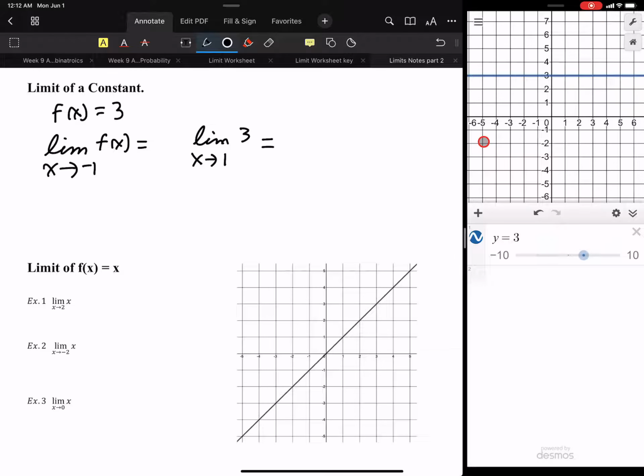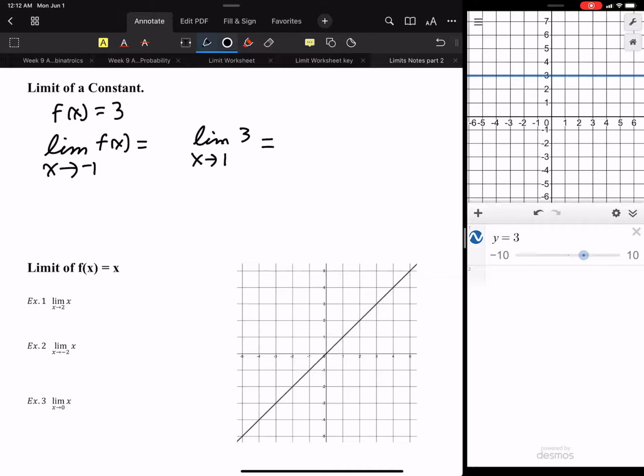Hello, pre-calculus students. This is your last week of notes and assignments. So congratulations. We are doing limits. Last week we did limits graphically. This week we're going to do it analytically.